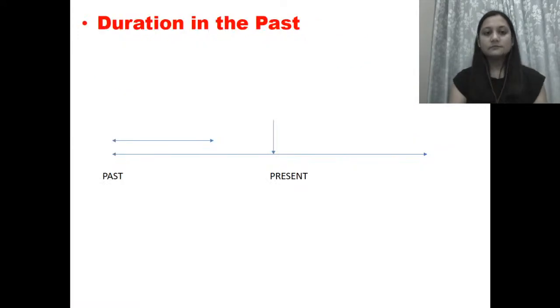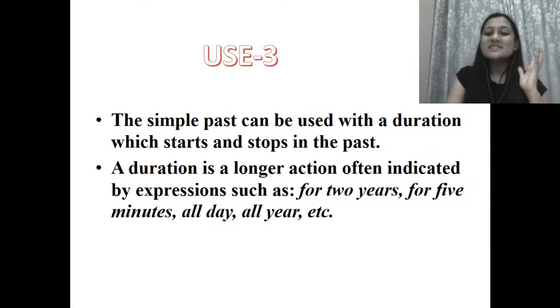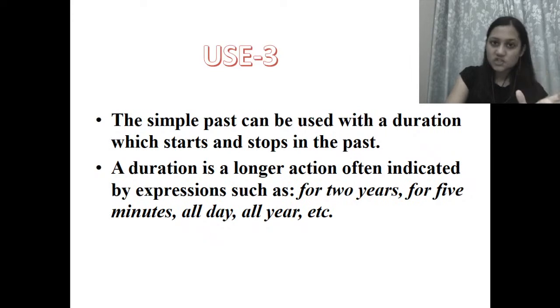Alright. Now next is duration in the past. So the simple past can be used with a duration which starts and stops in the past. So this we already know, that it started and ended itself in the past. A duration is a longer action which is indicated by expressions such as for 2 years, for 5 years, all day, all year, for 5 minutes. So it is talking about a duration.